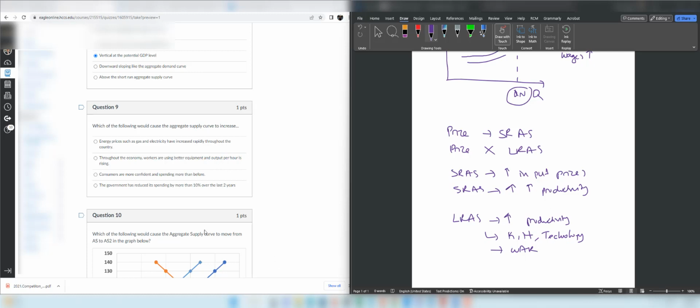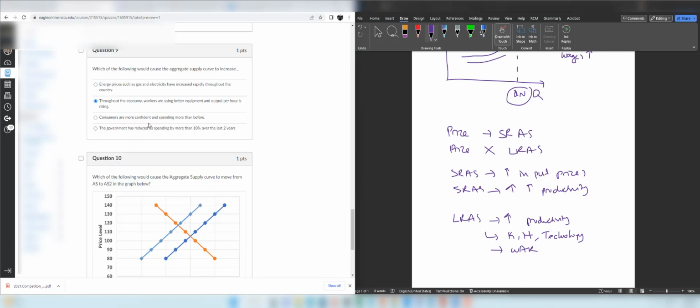So let's find out the answer. Which of the following would cause the aggregate supply curve to increase? Energy prices such as gas and electricity have increased rapidly throughout the country. So this will decrease the aggregate supply curve. Why? Because it's becoming more costly to produce goods and services. Second option, throughout the economy, workers are using better equipment and output per hour is rising. This will definitely increase the aggregate supply curve.